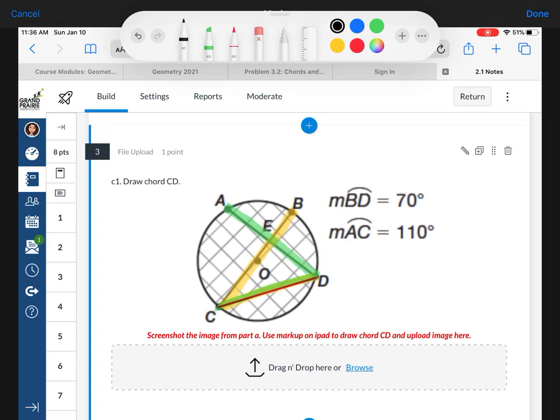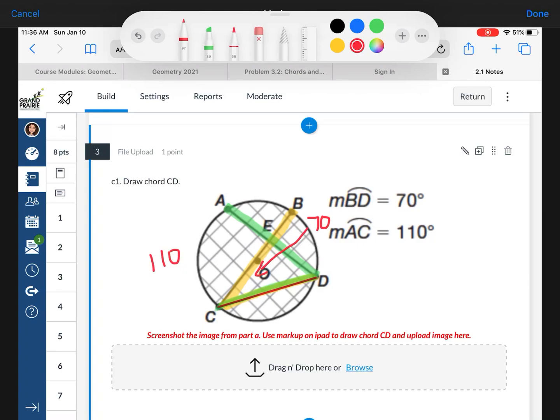Yep, that's correct. If you said inscribed angles, that is correct. And remember, last class we learned that an inscribed angle's measure is equal to half of the measure of the intercepted arc. Remember the football analogy. So they told us that the measure of BD is 70 degrees and the measure of AC is 110 degrees. So therefore, we know that the measure of the angle right across from it, this angle right here, BCD, should be half of the measure of that arc.